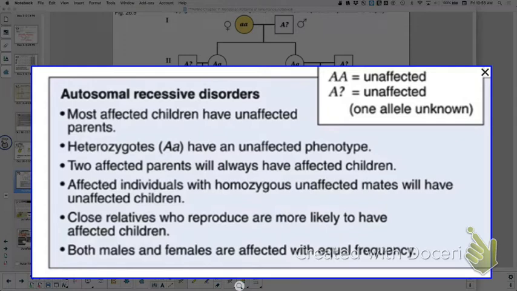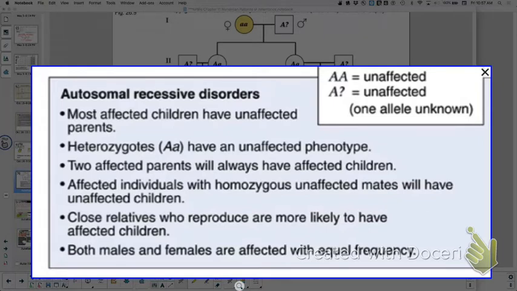Good. Close relatives who reproduce are more likely to have affected children who need counseling, because you're more likely to put those recessive alleles together. Does that make sense? And both males and females are affected with equal frequency.